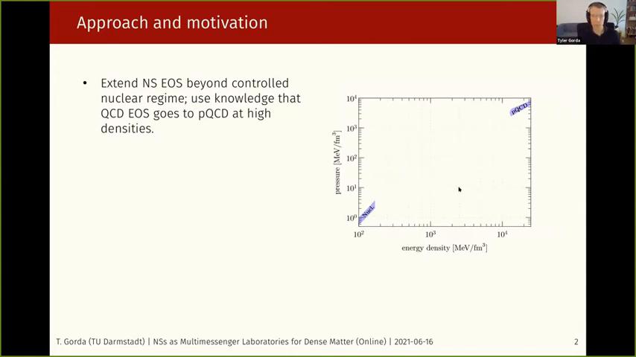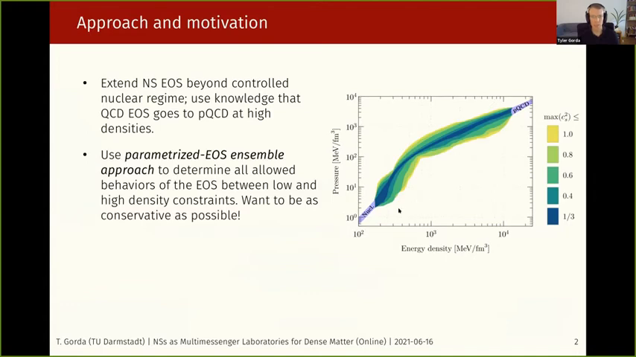And I'm interested in asking how can we fill in this middle region in the most robust and conservative way as possible. So what we effectively do is we use a parameterized EOS ensemble approach in the middle to try to determine all allowed behaviors of the equation of state between these two constraints. And like I said, we want to be as conservative as possible.